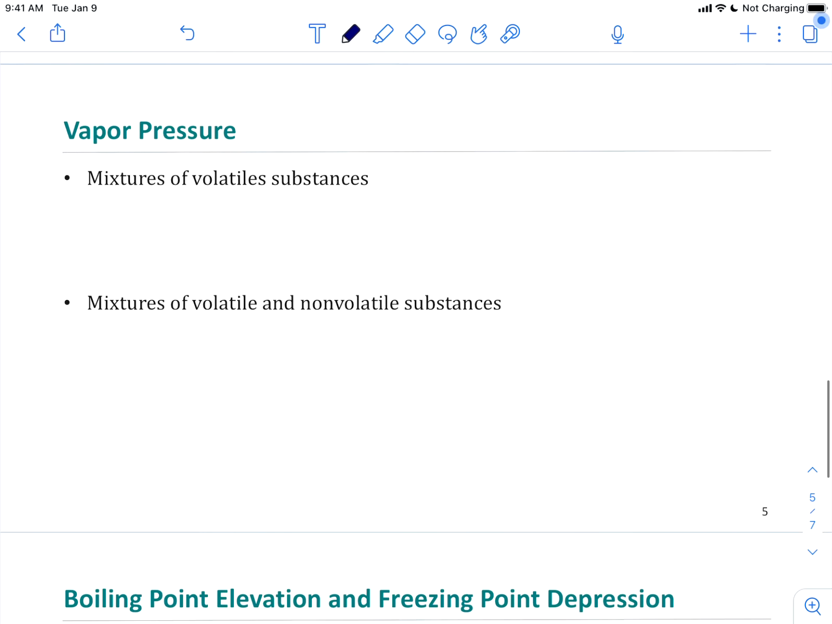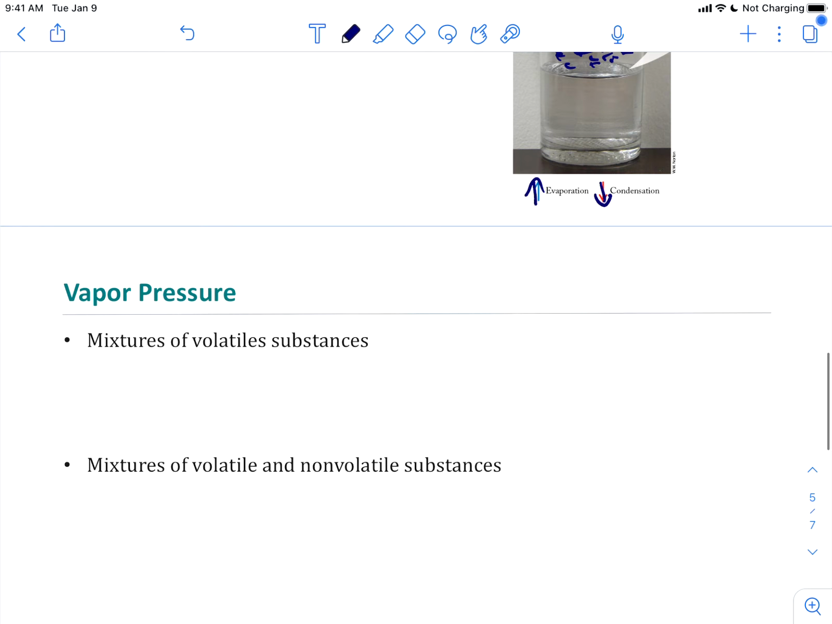Now, I can mix two volatile substances. How might you visualize calculating the vapor pressure if I had a mixture of two substances? Well, you'd want to know what each substance is, and each of those substances will have a vapor pressure.